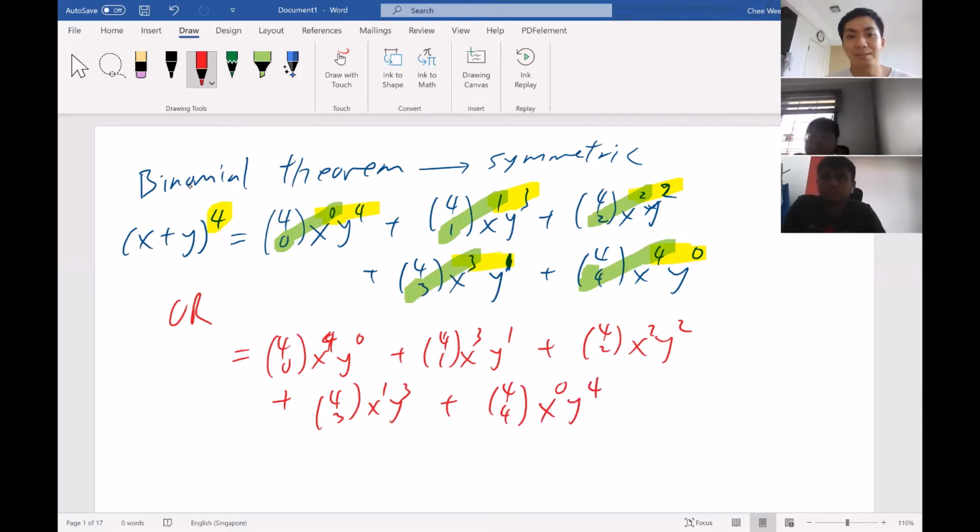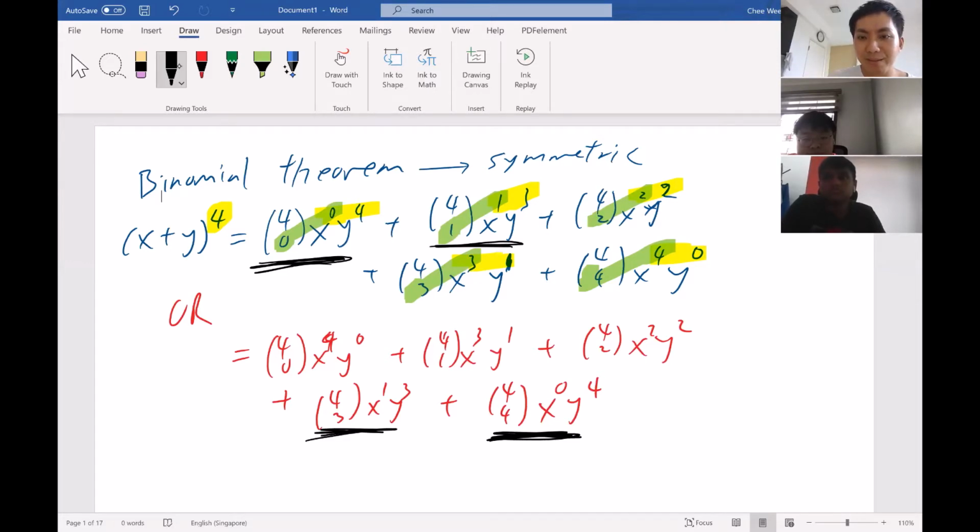In this case, the same logic follows. So how does this work? It's because this term here, 4 choose 0, x to the power of 0, y to the power of 4, is the same as this term here, because 4 choose 0 is the same as 4 choose 4. 4 choose 1 is the same as 4 choose 3, so it's the same as this one here. And this one here is clearly the same as this one here. If you just follow the powers in the algebra, you will see that.